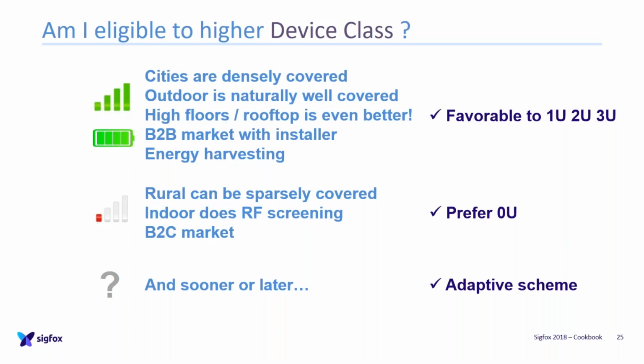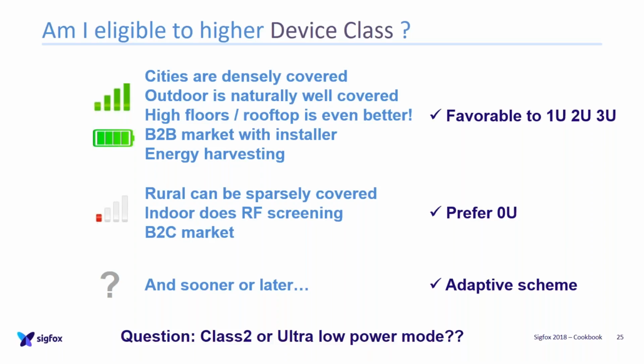For all the rest, everything that is not well serviced because of RF screening conditions, shadowing, mobility, rural conditions, etc., you are certainly going to prefer to stick with a class 0 target. And sooner or later, of course, adaptive schemes are going to emerge. I still have in mind to design one, but I have no time, unfortunately.